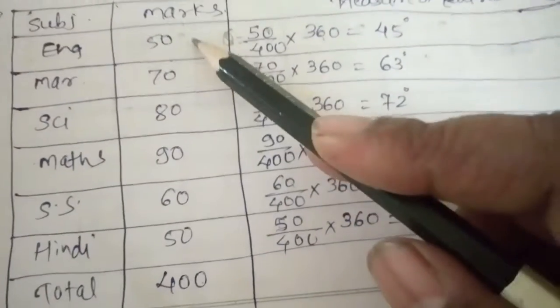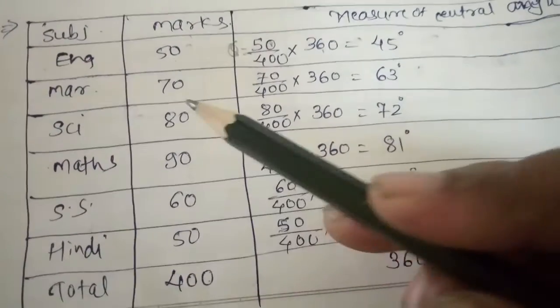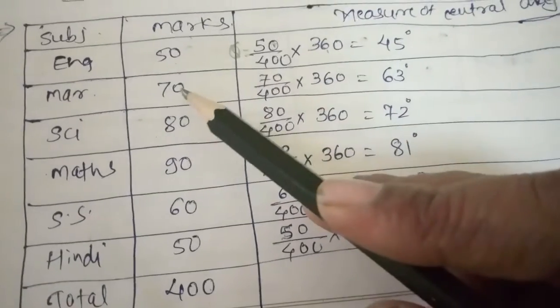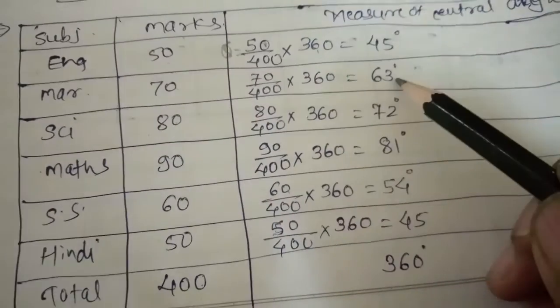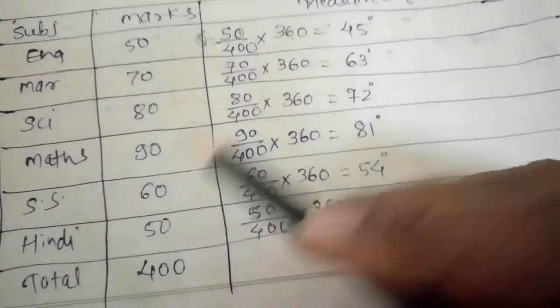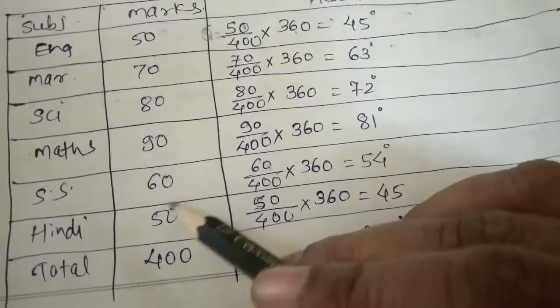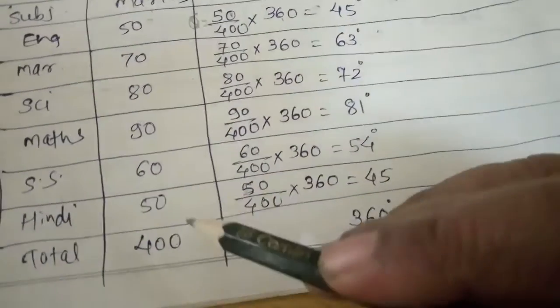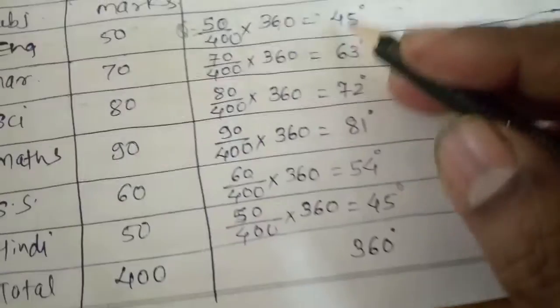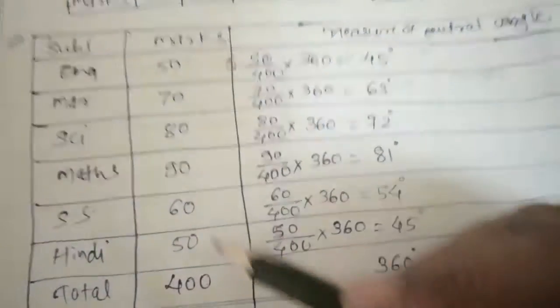That means these marks which are given to us, we have to convert this into the angle, that is theta. So this 70 gets converted into 63 degrees, 80 gets converted into 72 degrees, 90 gets converted into 81, 60 into 54 degrees, and 50 into 45 degrees. So all these are nothing but the angles, and these are nothing but the numbers.